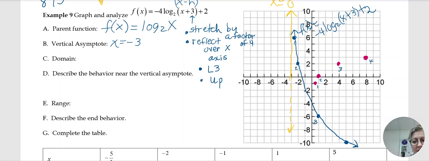Domain, of course, I can see my domain is restricted by my vertical asymptote, which is at negative 3. So we're going negative 3 to infinity.